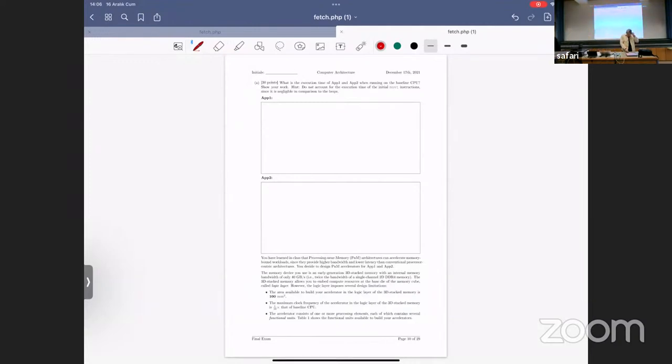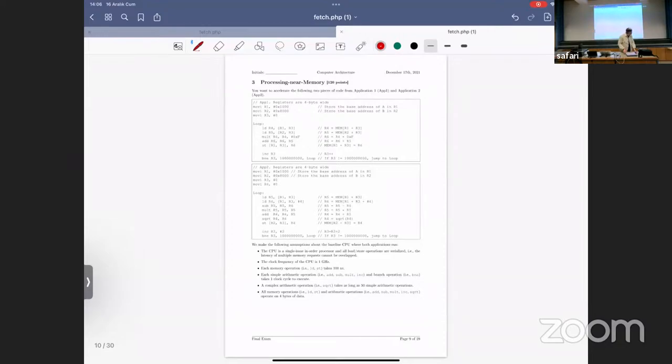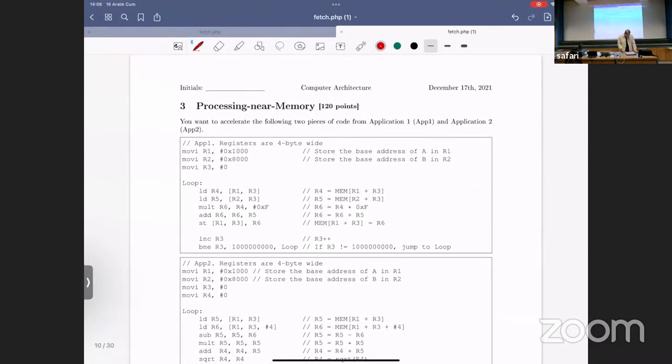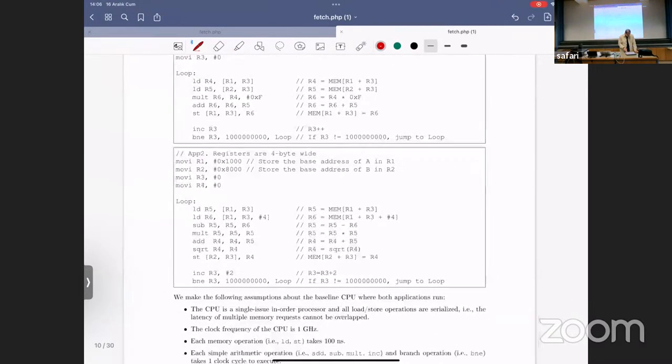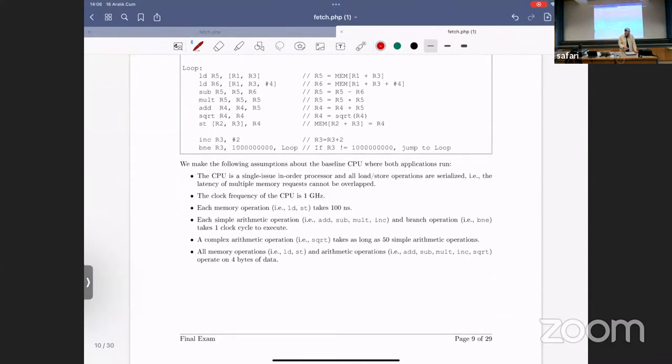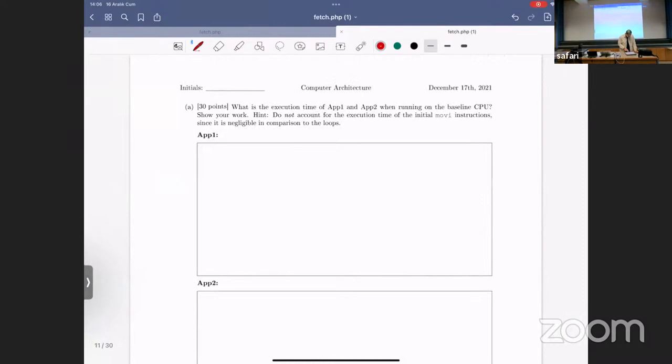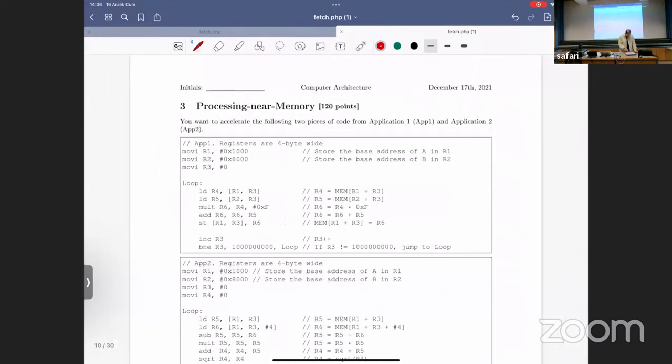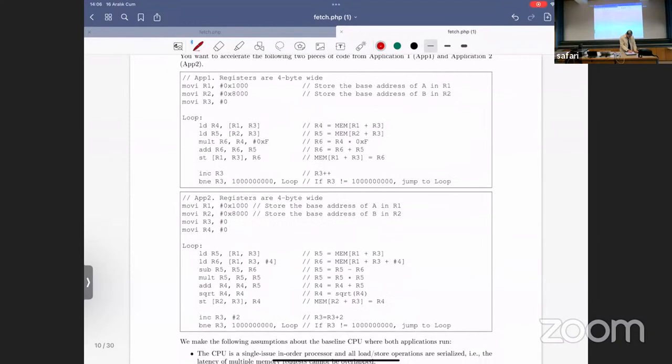Hello, everyone. So let's get started in this question here. Okay, so this is a processing near memory question and tells you that you have two applications that you want to accelerate, application one and application two. And then it also gives you some information about the system, that baseline CPU system and a processing memory system. We are going to get back to that at some point. And the first part asks you what is the execution time of both of the applications when you're executing that in the baseline CPU, and you don't need to account for the time for these first few instructions over here. So it's just the time of the loop.